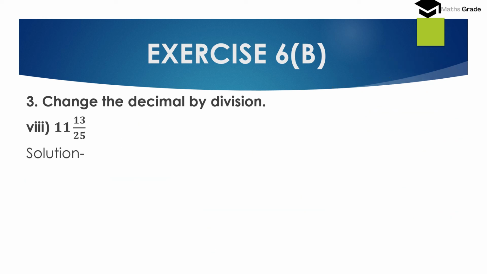Now question number 8, 11 13 divided by 25. We can write 11 plus 13 divided by 25. Now we have to convert this 13 divided by 25 into decimal. So we can write 13 as 13.00 divided by 25.